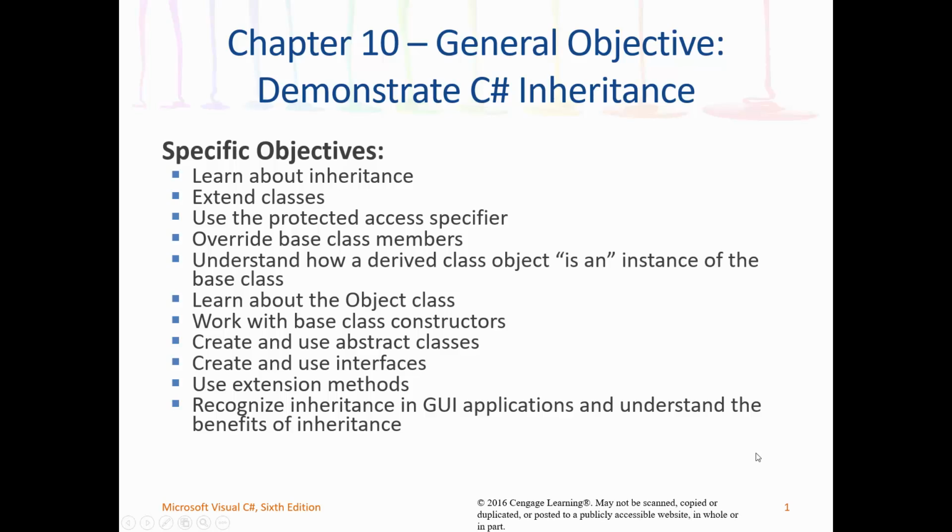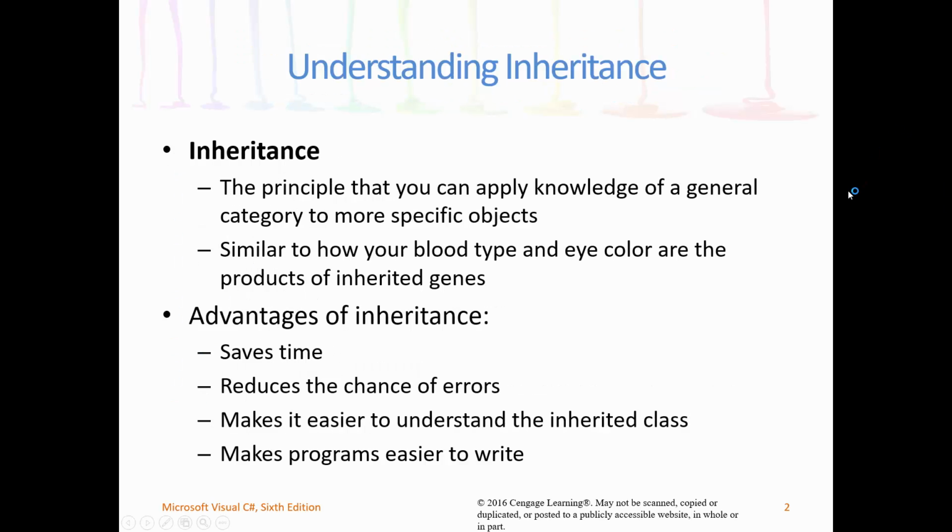So when you look here, you can see our objectives. We want to learn about inheritance, learn how to extend classes, use the protected access specifier, which I mentioned in the last chapter, override base class members, understand how a derived object is an instance of a base class, learn about the object class, work with base class constructors, create and use abstract classes, create and use interfaces, use extension methods, and recognize inheritance in GUI applications.